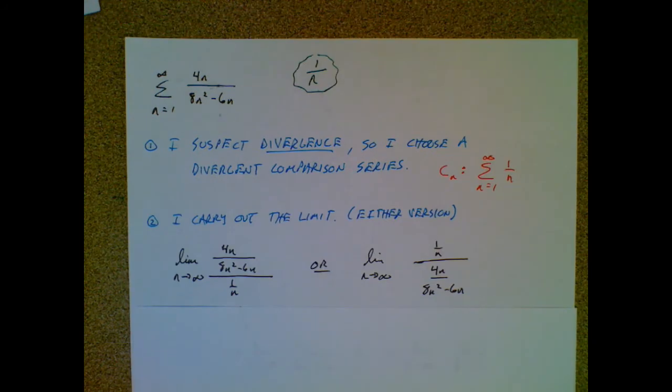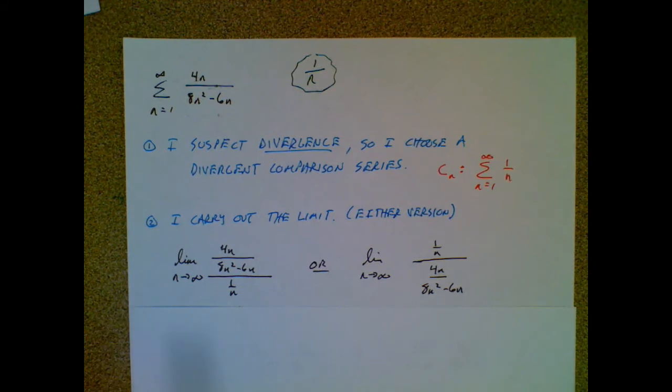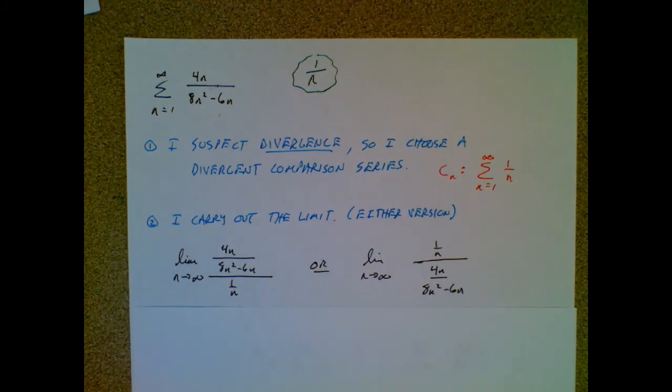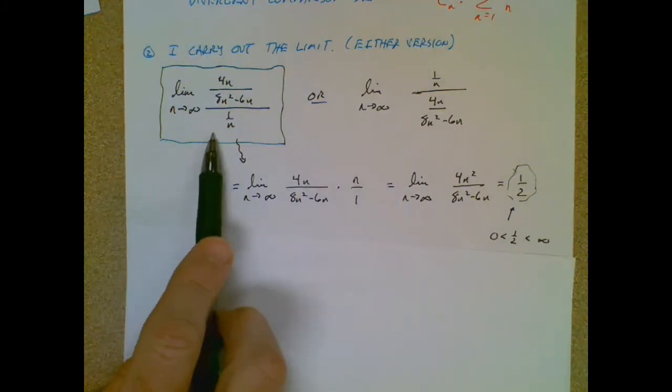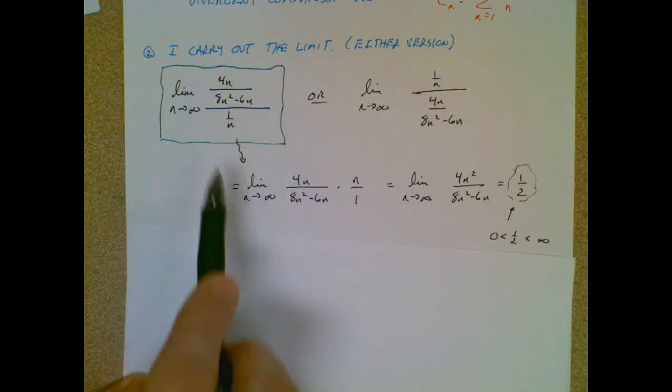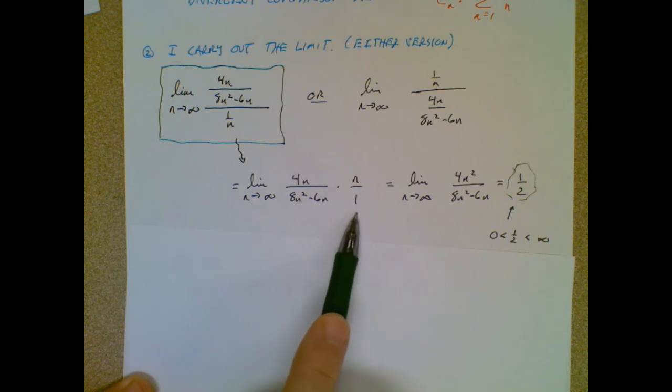That limit sure does look clunky, but it'll get better. Now, like I emphasized before, you can go comparison series in the denominator, comparison series in the numerator. It doesn't matter, they're both going to lead to the same final conclusion. So I'm going to choose the limit on the left for no good reason. And when I divide by a fraction, it's like multiplying by the reciprocal.